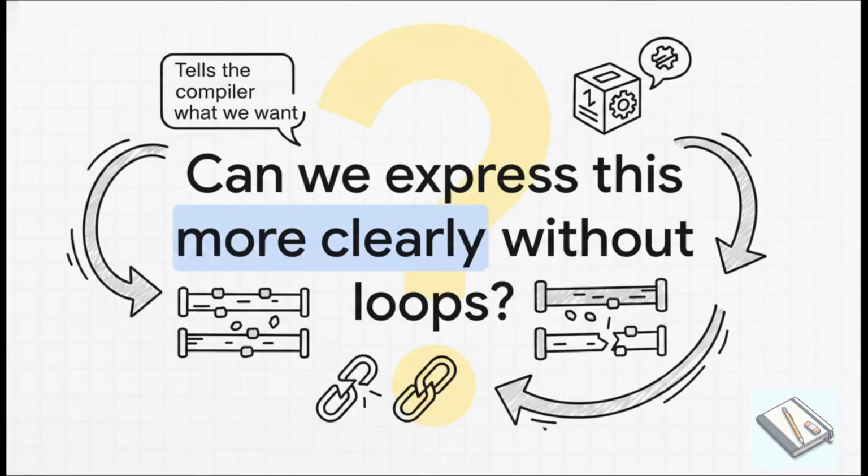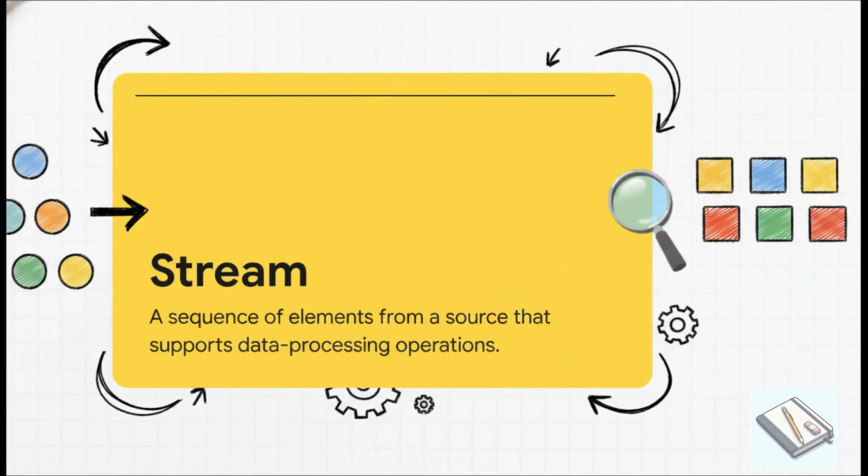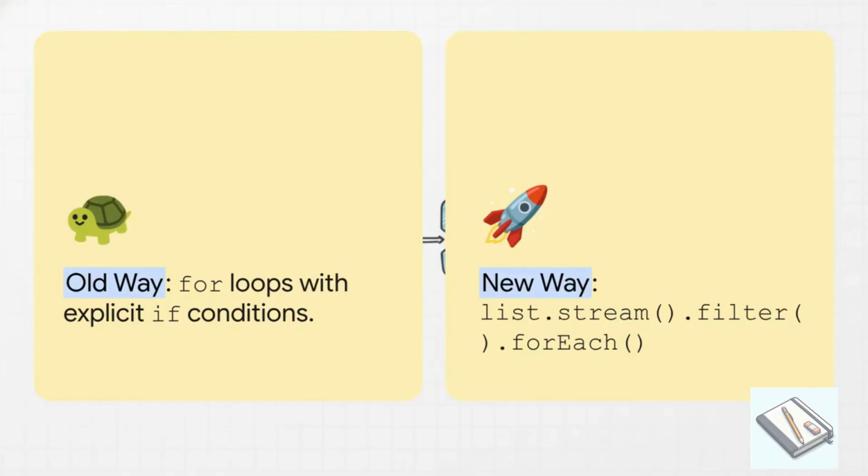Which brings us to a really fun pattern interrupt. Just ask yourself, can we express this exact same logic more clearly, entirely without manual loops? Enter the Java stream. Basically, a stream is a sequence of elements that supports functional style operations. The absolute magic here is that it allows you to process your data declaratively instead of manually writing out those tedious loops.